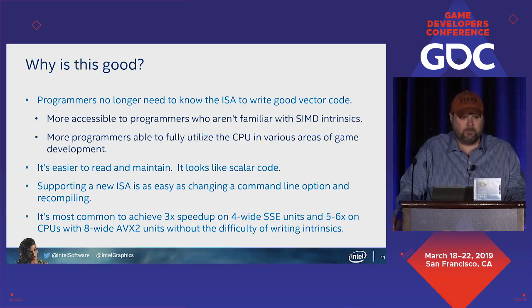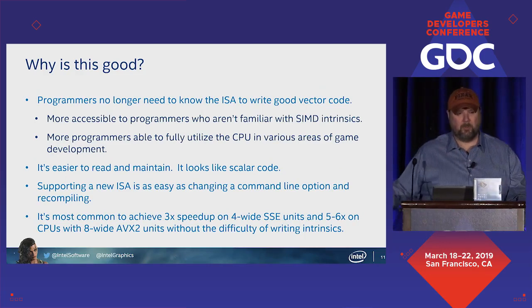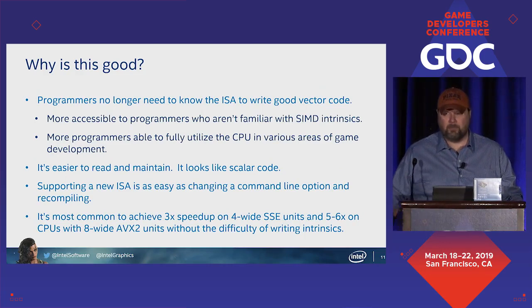Supporting a new ISA is as easy as changing a command line option and recompiling. And typically converting scalar code over to ISPC, you can expect like a 3x or more speedup with 4-wide SSE and like 5 to 6x using 8-wide AVX2. Possible to get more. ISPC has a couple of double pumping targets, but we'll get into that in a little bit. But these are typical numbers.